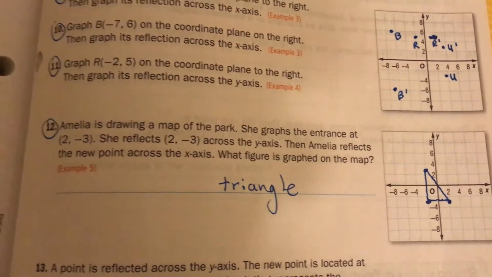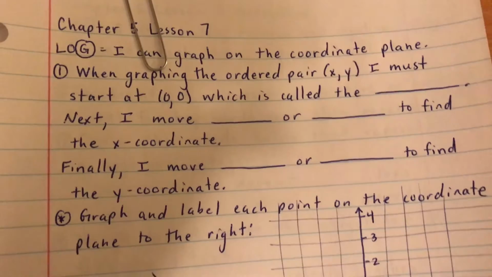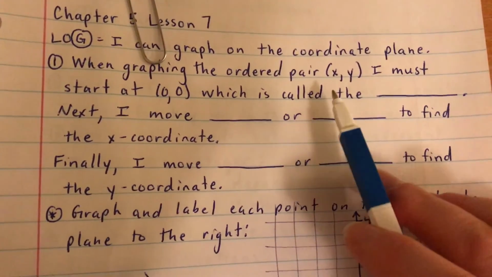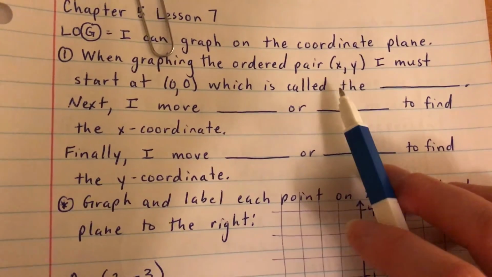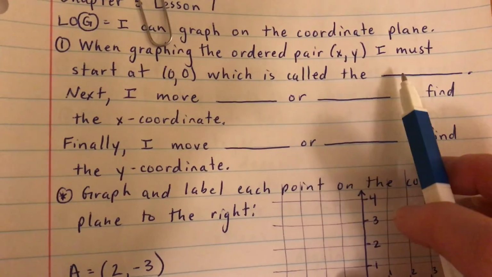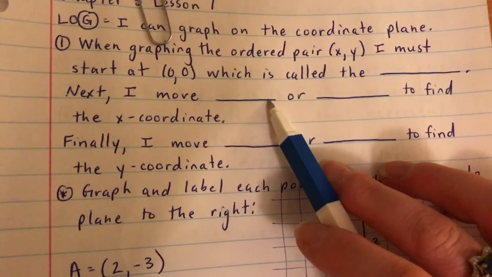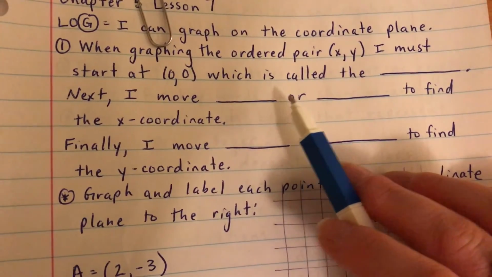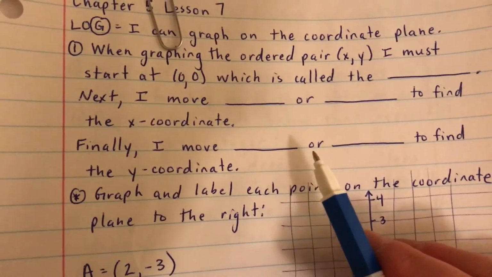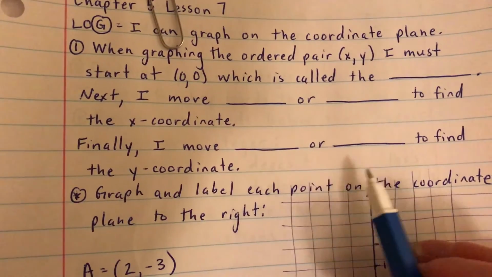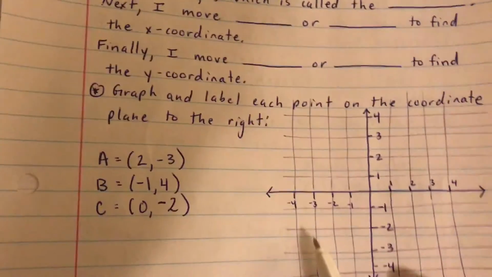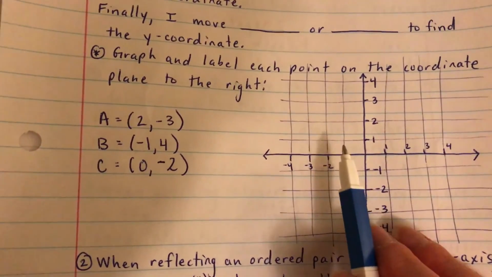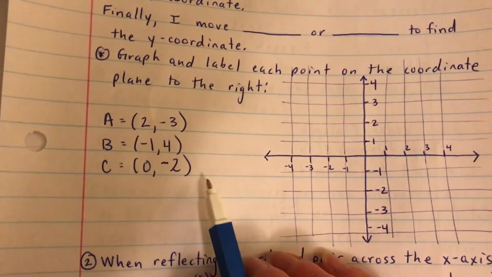All right, let's do the reflection. I can graph on the coordinate plane. When graphing the ordered pair x, y, I must start at 0, 0, which is called the blank. Next, I move, what is it? Left or right, up or down to find the x coordinate. Finally, I move left or right, up or down to find the y coordinate. Graph and label each point on the coordinate plane, so A, B, and C.